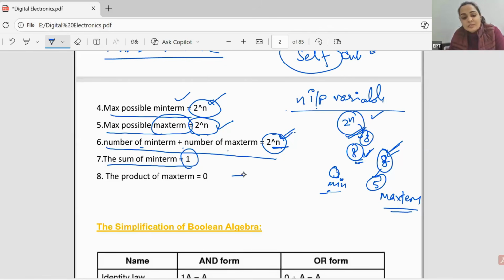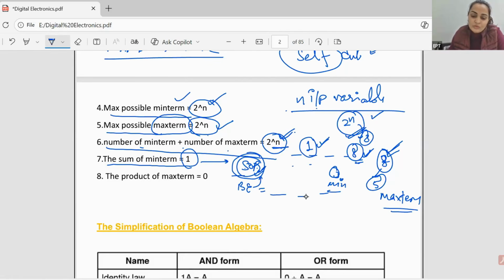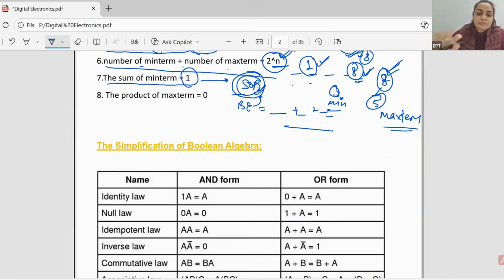Obviously, min terms: if you are expressing your Boolean expression in SOP form, sum of product form, we take the input combinations for which the output is logic 1. Those terms will be known as the min terms, right?